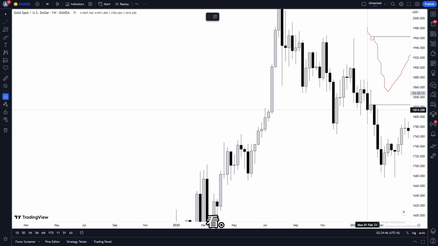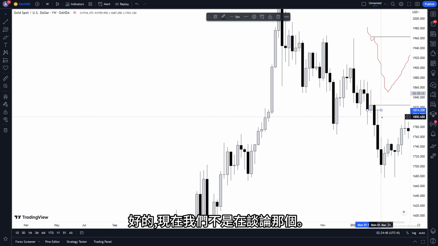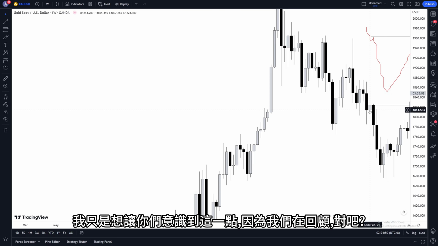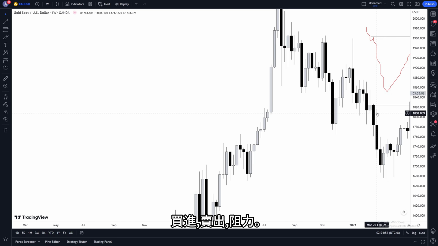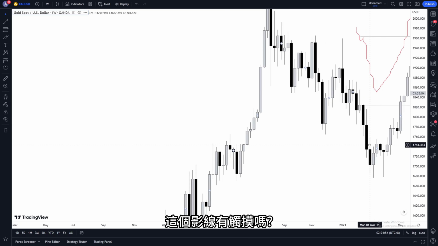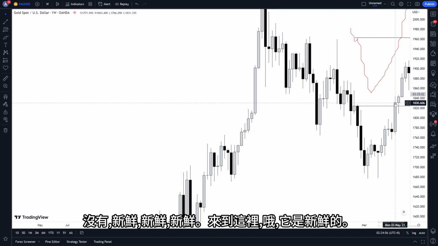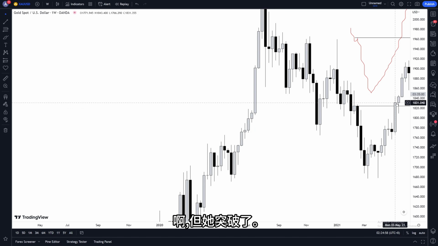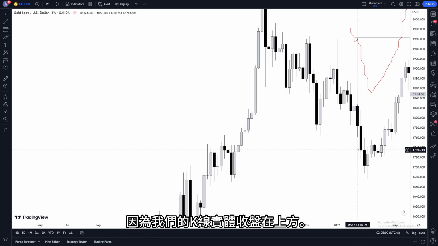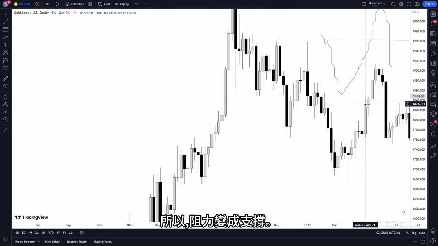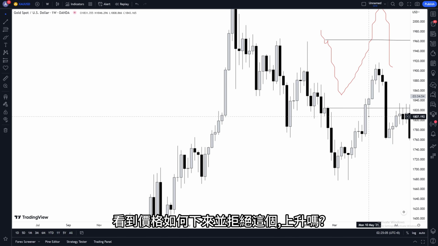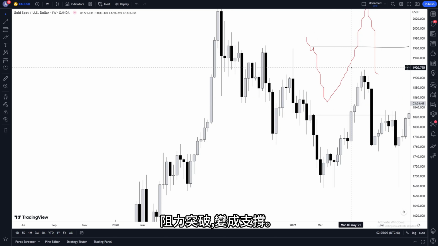Look. Okay, now we're not talking about that one. I just want you guys to realize that because we're recapping, right? Buy, sell, resistance. Has this wick touched? No, fresh. Comes here, oh, it's fresh. Oh, but she breaks. Why does it break? Because we candle body close above. So resistance becomes support. See how price comes down and rejects this, goes up. Resistance breaks, becomes support.